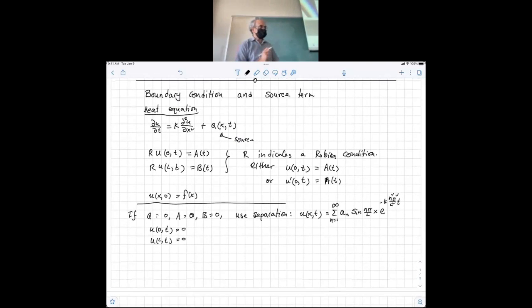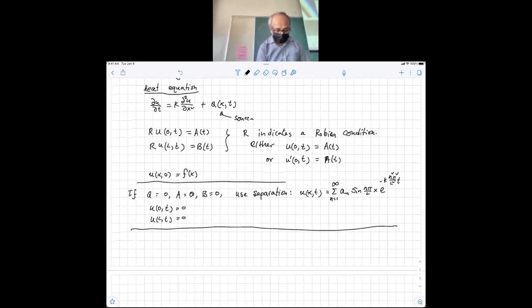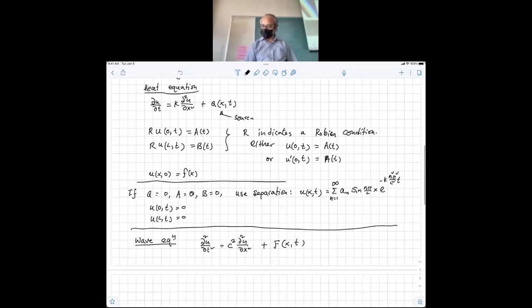Then we ask ourselves what we can do now if I have a source term, right? So before talking about that, I would also like to mention the wave equation simultaneously. For the wave equation, I will have a source term, which could be Q or F, it doesn't matter.